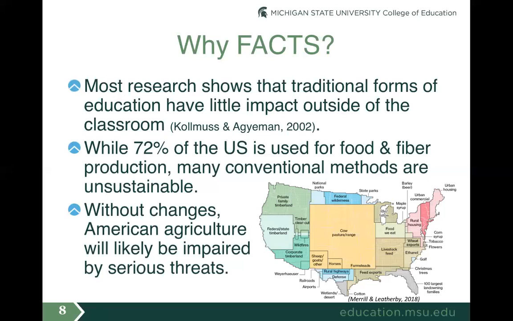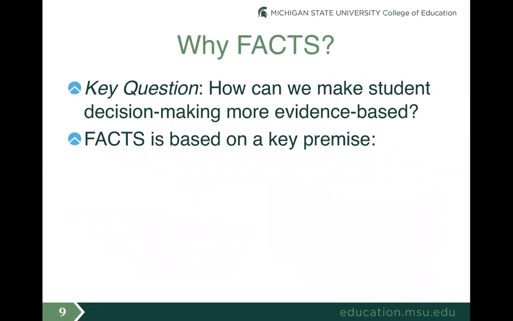And so we know that US agricultural methods need to change, and we know that education is key for that, but it doesn't have a great track record so far of enabling that change in decision-making by agriculturalists. That's why this research project exists. We're trying to find better ways to produce food that are more sustainable, and better forms of education that make it more likely that future agriculturalists will adopt those methods. So our key question in this research is: how can we make student decision-making more evidence-based? Another term for this is science literacy.